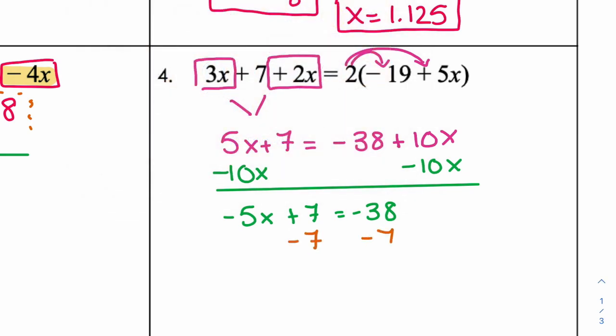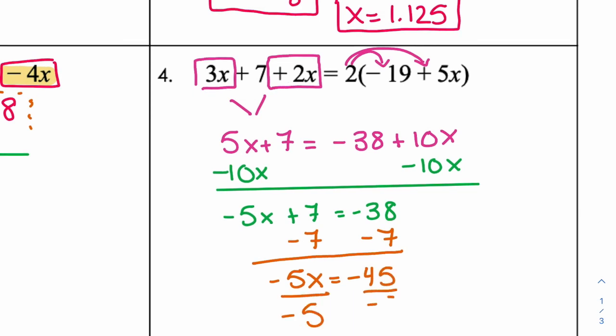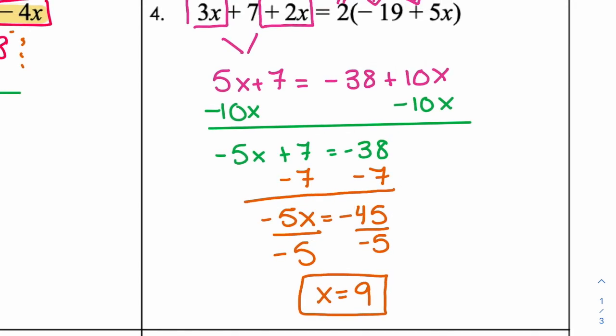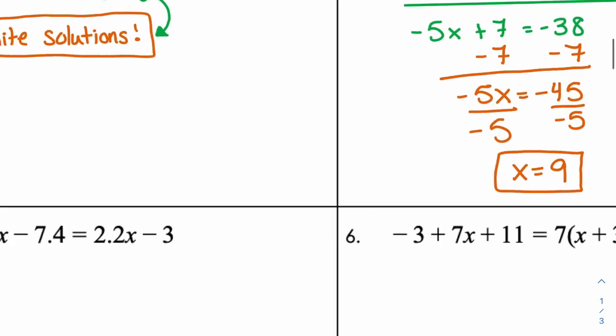Then I'm going to subtract my constant over to the right. I get negative 5x equals negative 45. Divide both sides by negative 5. And I get x equals positive 9. And again, you can put that back in for all of the x's in the original equation and see if it works.